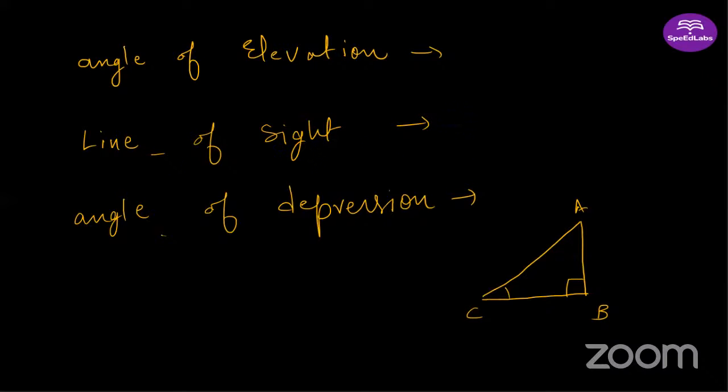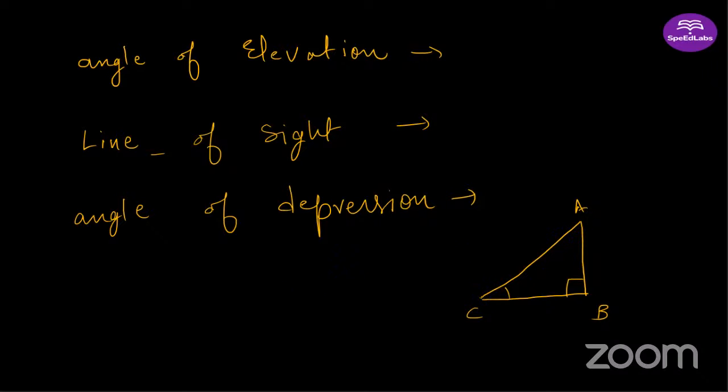If someone would like to mention, what is line of sight? If someone wants to speak up. Okay, so I'll continue here. A line of sight is the line drawn from the eyes of the observer to the point where the object is being viewed.